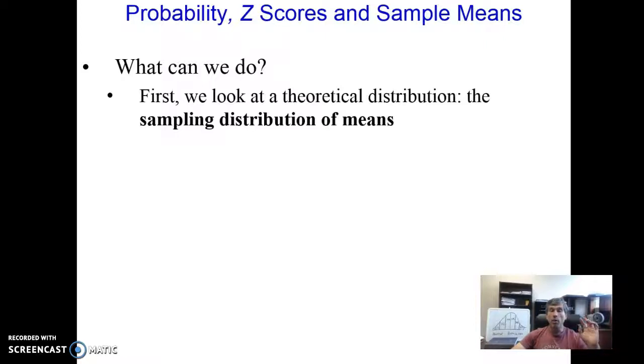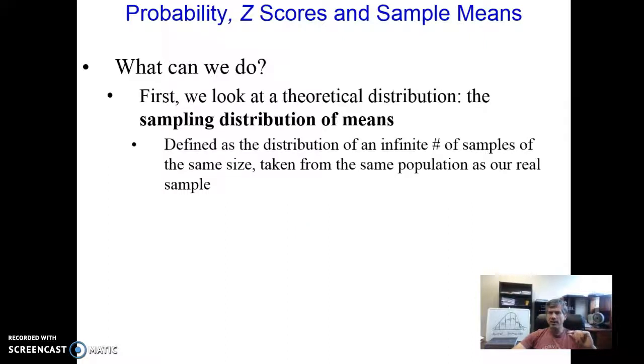We create what's called a theoretical distribution. Again, a theoretical distribution is a distribution whose characteristics are derived from higher math that is beyond the scope of this class. And we look at, again, what characteristics that distribution has. We don't worry about the proofs behind it. We just talk about what it tells us. So here's what this theoretical distribution is. It's called a sampling distribution of means. Basically, the idea is this.